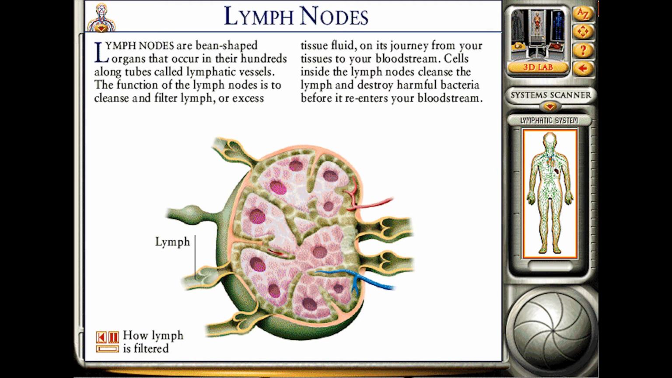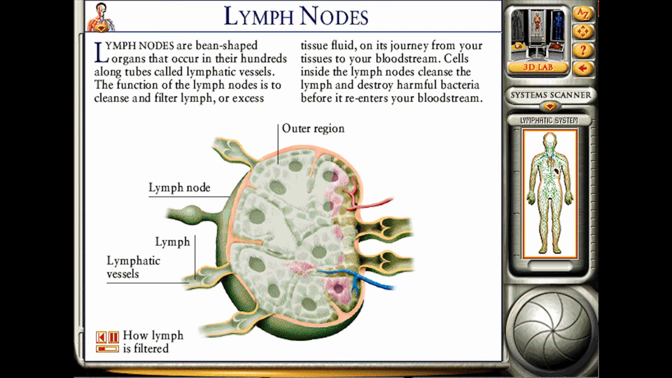Lymph flows along lymphatic vessels into the lymph nodes. Here it is cleansed by special cells called lymphocytes in the outer region and macrophages in the inner region. These cells identify harmful bacteria and either engulf them or produce killer chemicals called antibodies to destroy them. Once the cleansing process is finished, the lymph is carried by lymphatic vessels to the bloodstream.